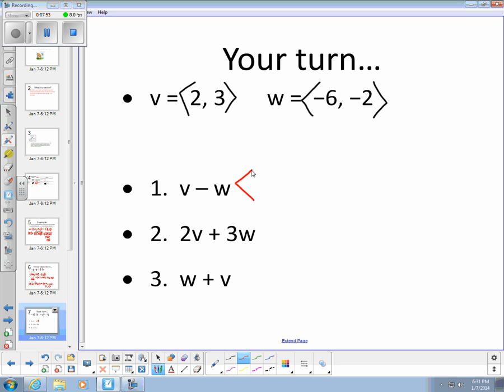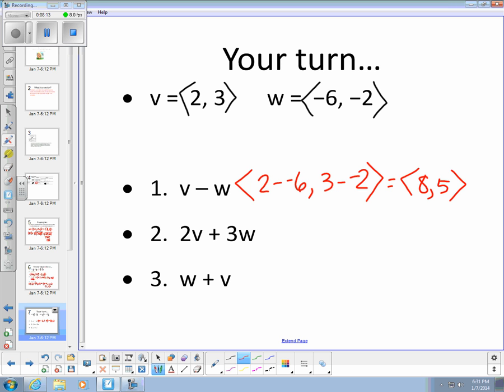Okay, v minus w would be 2 minus -6 for the first component, and 3 minus -2. And when you complete the subtraction, you will end up with an answer of 8 and 5 for your components.